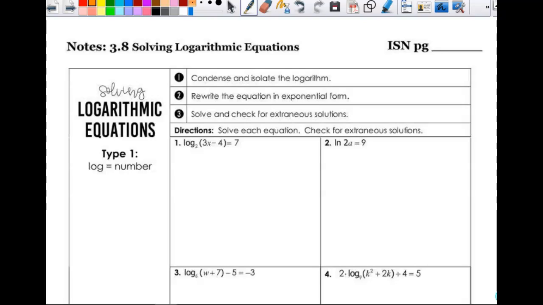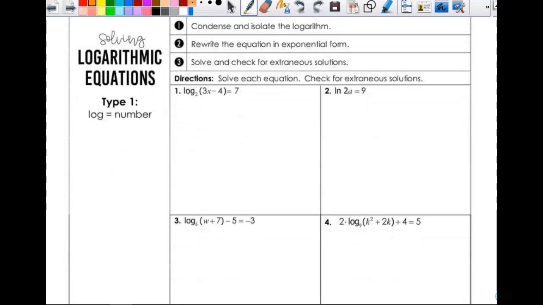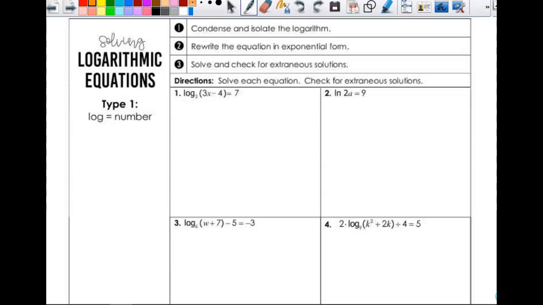Today we're going to look at solving log equations. So yesterday we solved exponentials. Today we're going to solve logs. Tomorrow or Monday we're going to solve logs in a different way as well.